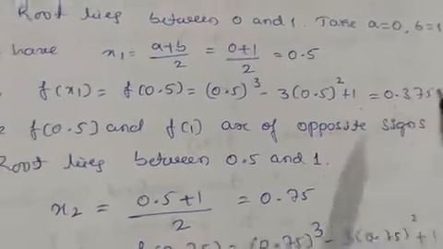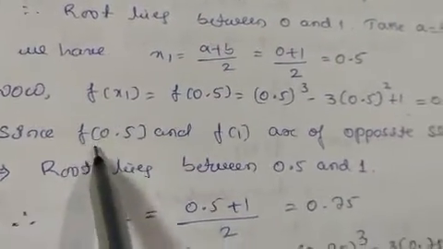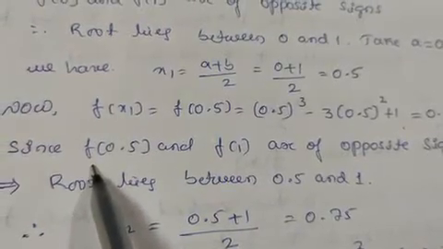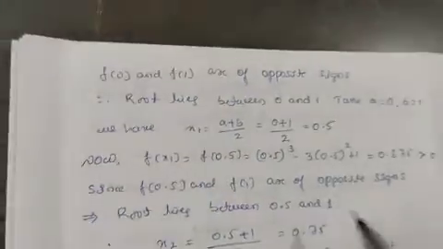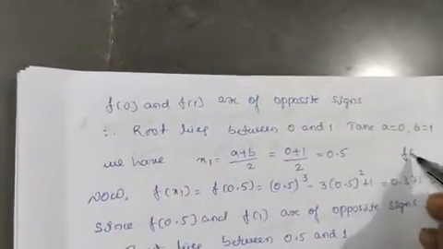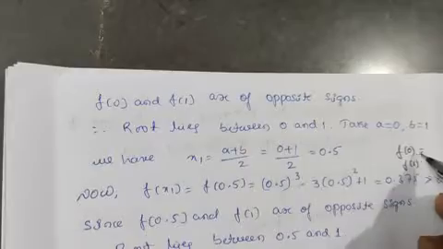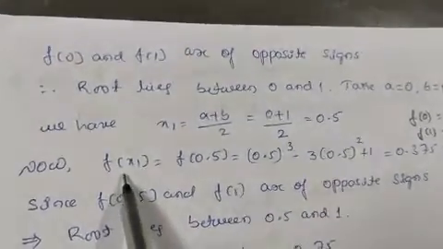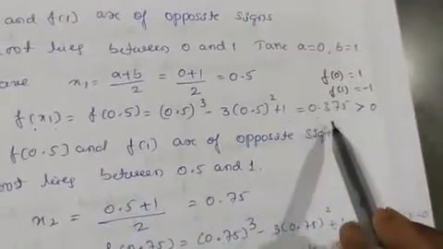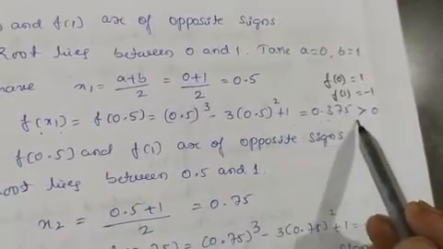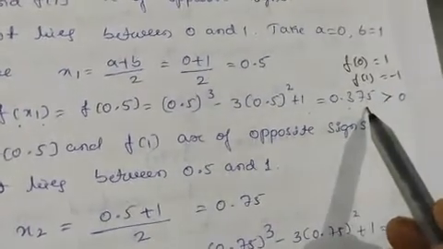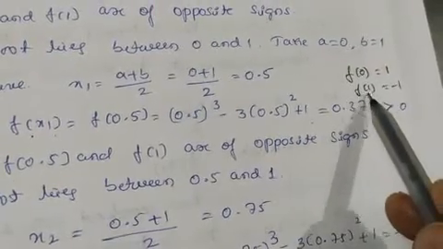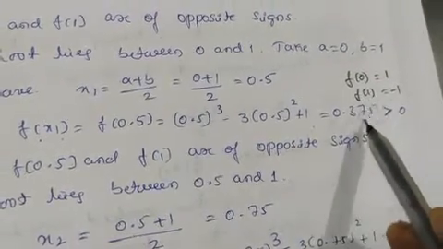So this is positive. Now again you have to check here. Before this, what are the values we have calculated? We have done f of 0 and f of 1. We know f of 0 is 1, f of 1 is minus 1. So now f of x1 is 0.375. It is also greater than 0. Before this you have to check which value is less than 0. Here f of 1 is less than 0. You have to take these two intervals here.